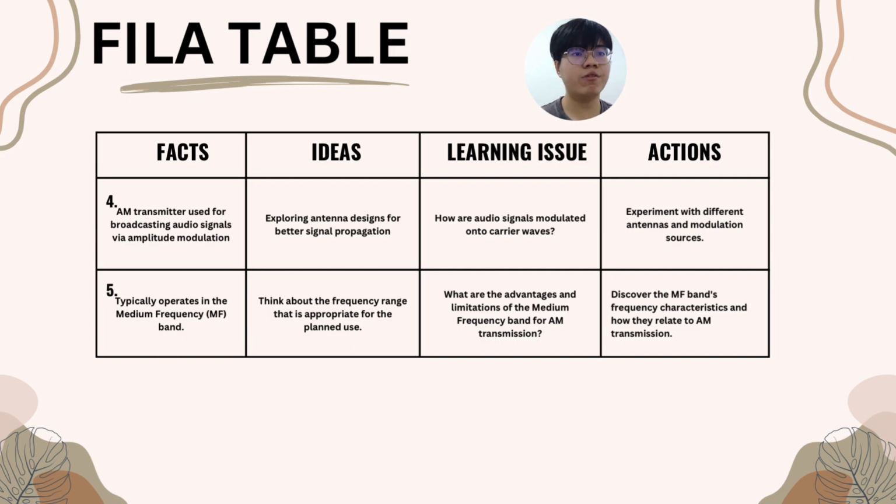And the fifth is that it typically operates in the medium frequency band, and we think about the frequency range that is appropriate for the band for use in our module. So what are the advantages and limitations of the medium frequency band for AM transmission, and we need to discover the MF band frequency characteristics and show how they relate to AM transmission.